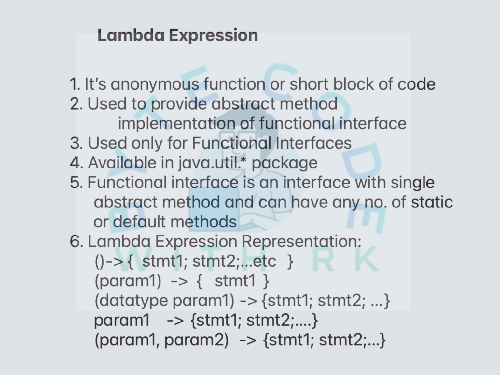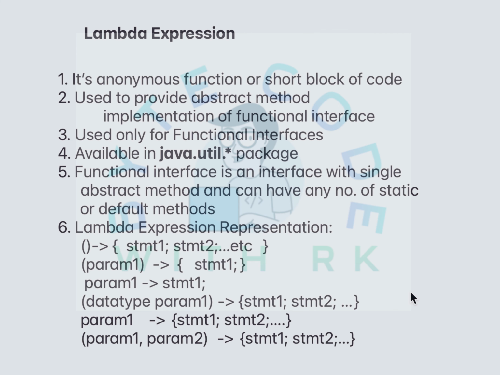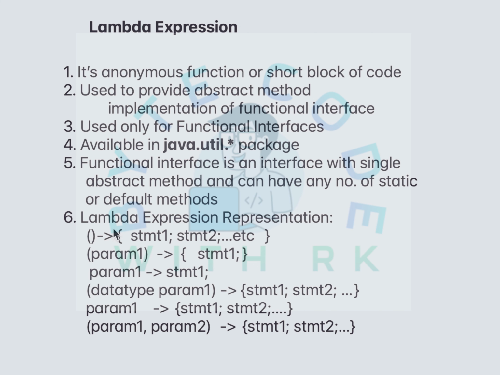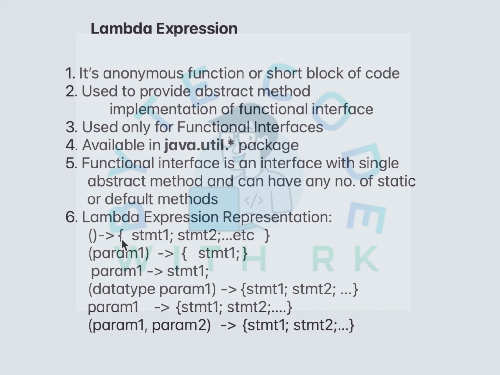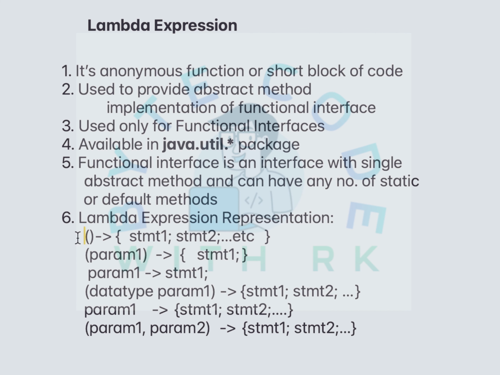What it will do is provide the implementation for the abstract method in a functional interface. As I said, a functional interface has a single abstract method, so for that single abstract method, the Lambda expression provides the implementation. There are multiple ways to represent a Lambda expression. If you see point 6, this is the syntax for Lambda expressions. The first one doesn't take any parameters.